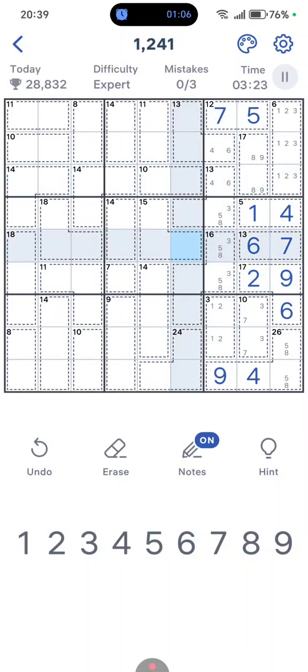Also, this is bothering me as well. If this is 8, then this becomes 5. And if that's a 4, that would have to be a 1, which it can't be. So it can't be an 8.